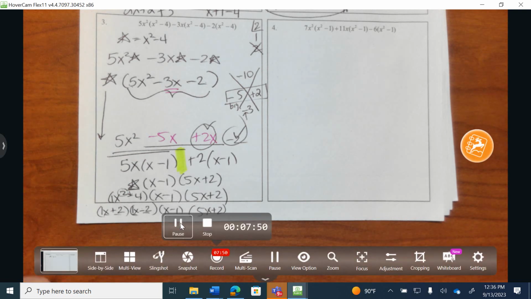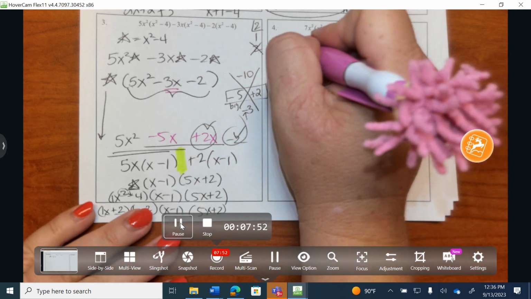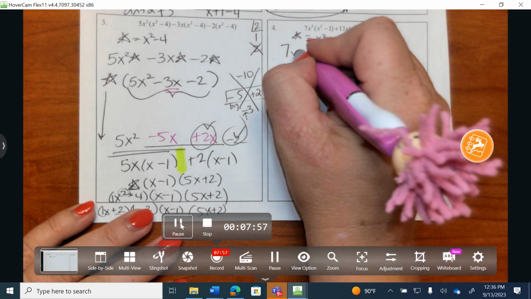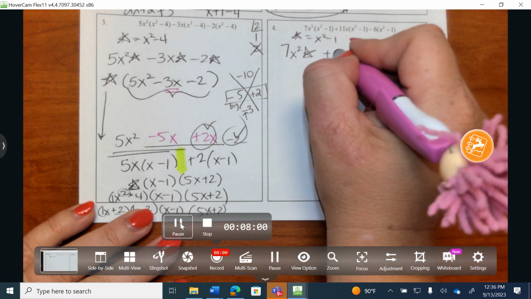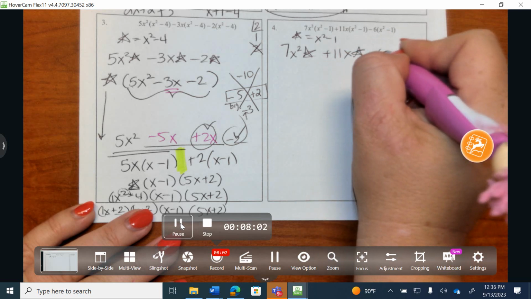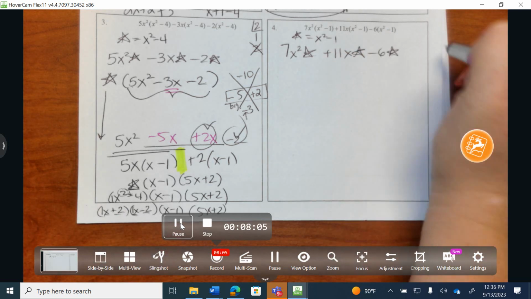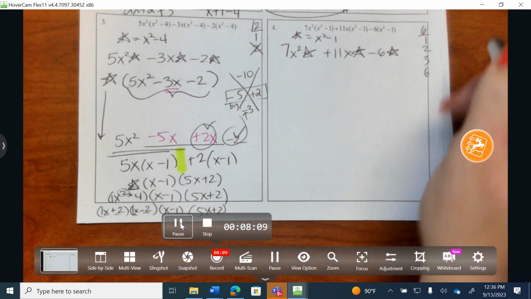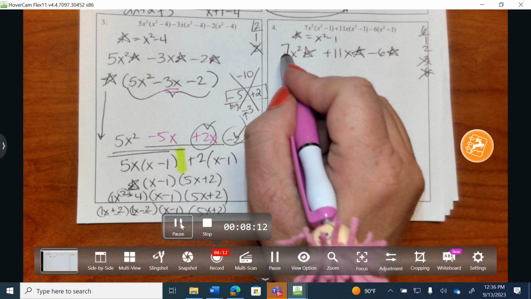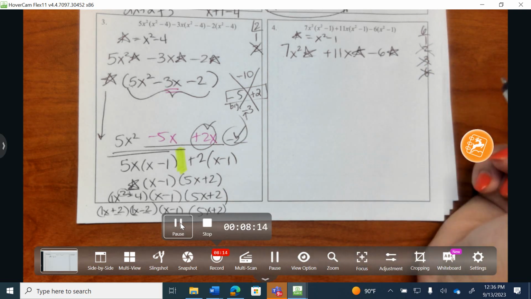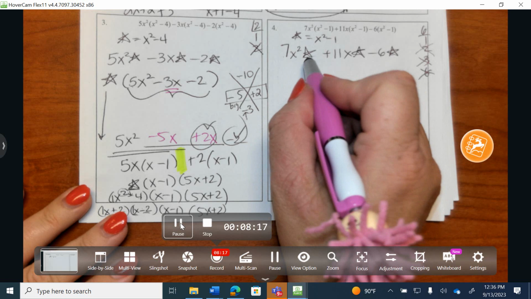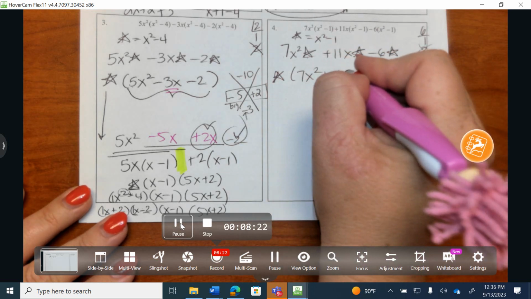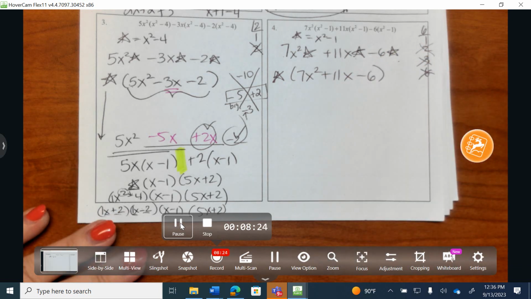Now number 4, oh, it looks overwhelming to look at. So let's see here. I have star is going to be equivalent to x squared minus 1. So I have 7x squared star plus 11x star minus 6 star. The smallest number is 6, and I'm going to start by dividing by 6. Well, 7 divided by 6 is a decimal. 7 divided by 3 is a decimal. 7 I can't divide it by 2. So 1 is the only number I could factor out. That doesn't do us any good. I can factor out a star, and I'll be left with 7x squared plus 11x minus 6.